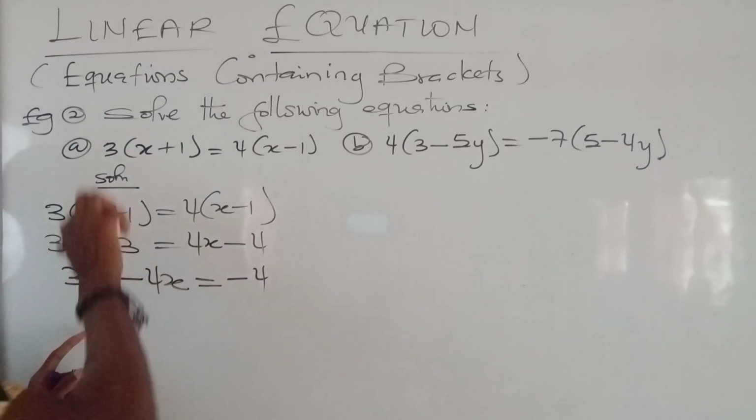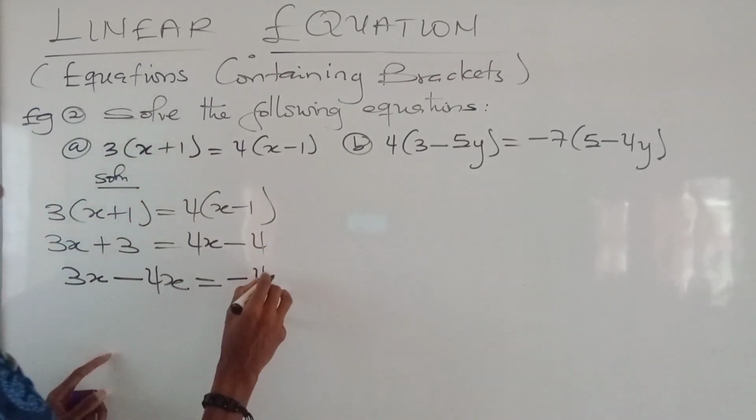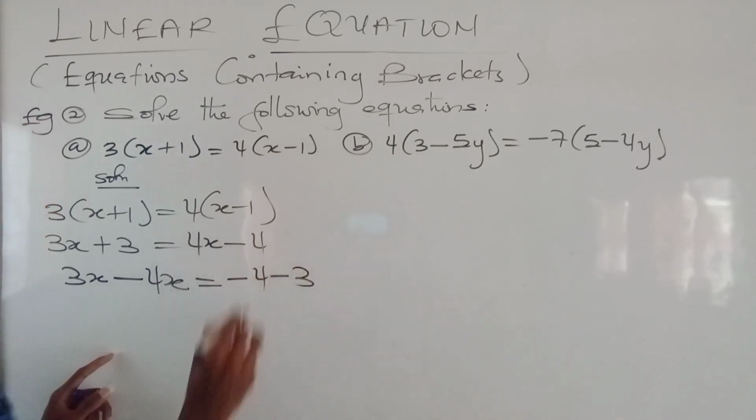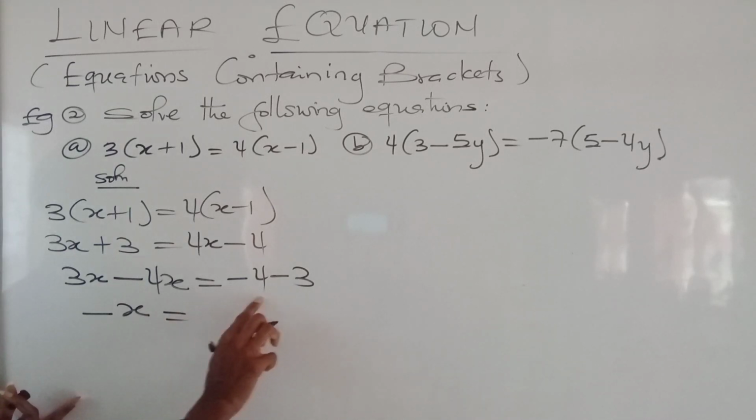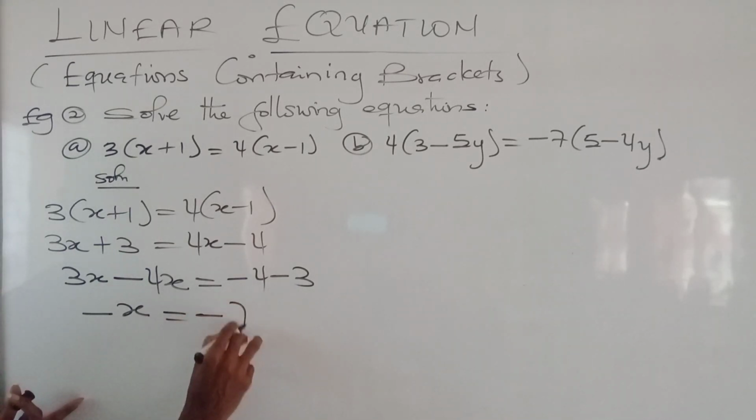Then this positive 3 will also go there. I'm going to join the minus 4 and it will be minus 3. Please hope you agree with me. Now we simplify further. 3s minus 4s gives me minus s. Okay, please hope you get it. Equals, then minus 4 minus 3 gives me minus 7.